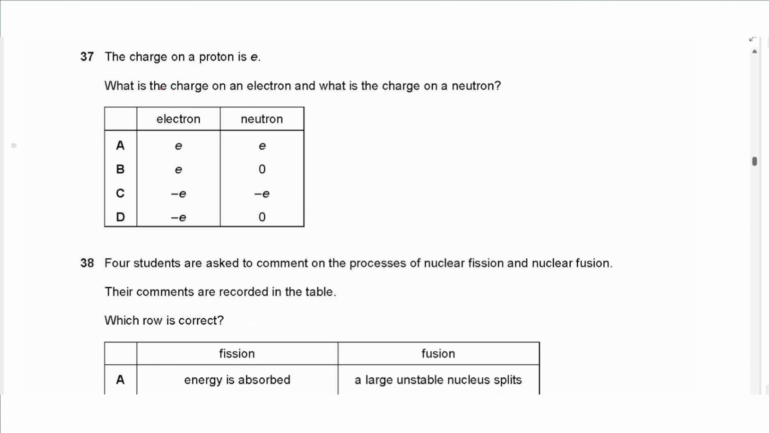Question 37 says the charge on a proton is E. What is the charge on an electron and a neutron? So an electron has a charge of negative E, equal in magnitude but opposite in polarity. And the neutron is neutral, so 0 charge. So the answer is D.